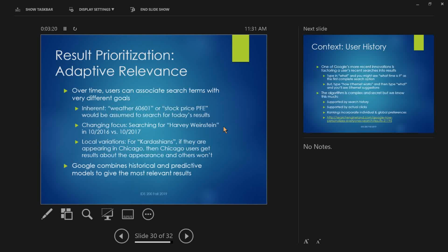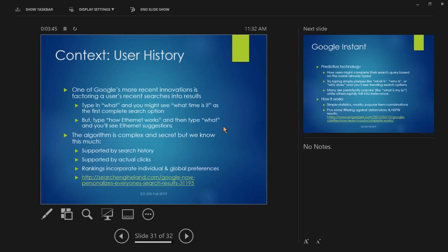Okay. Anyway, so Google combines historical and predictive models to give the most relevant results. So it looks at past data, seeing what's going on, but it also includes some predictive models, thinking about, well, this is what we think people are going to be wanting to look at based on what we know. I mean, predictive models still have to be based on something, but there are multiple factors at play. All right.